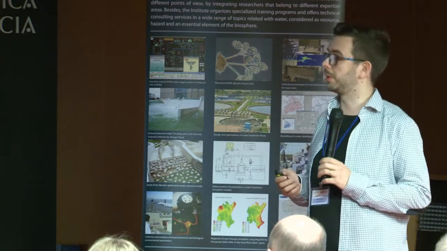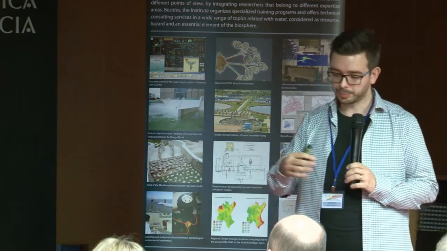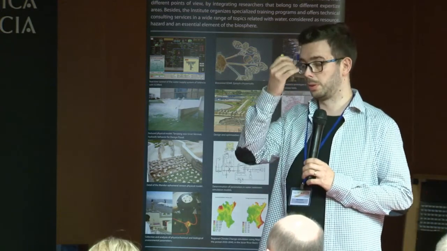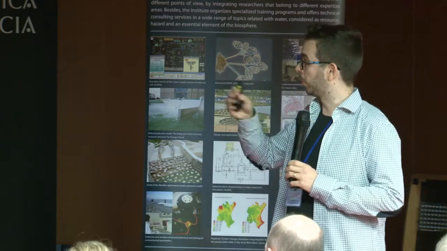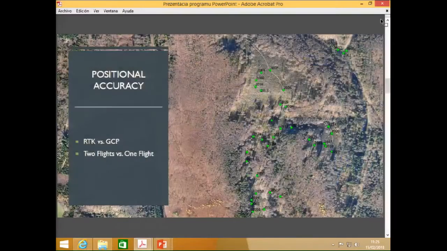And we decided to do some experiments, and we placed around 60 points through all the plots, and we compared the real-time correction versus ground control points. So in the second case, we used some ground control points for the transformation, and then compared between them.